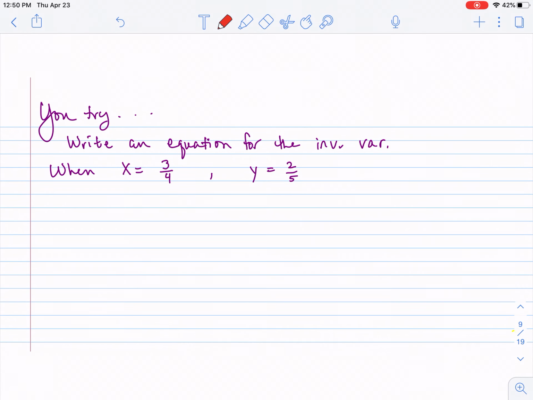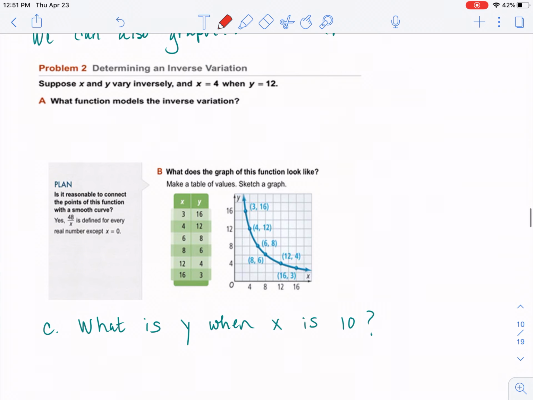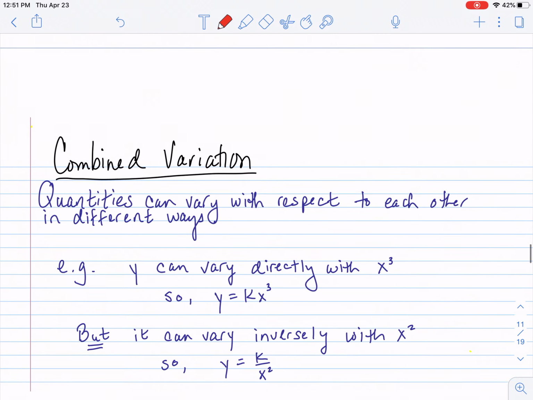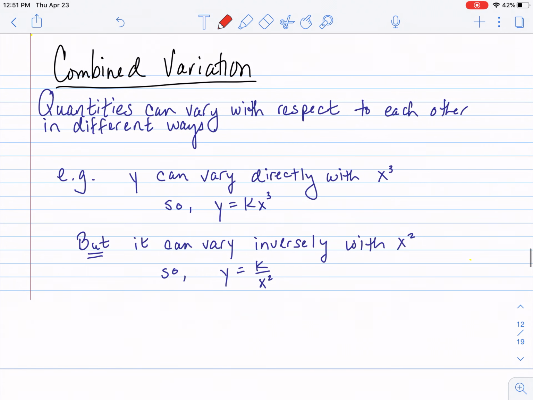Okay, moving on. I'm going to let you guys try that one. You can pause the video first. Don't worry about that one. Let's just move on. I'm going to let you guys do the homework instead. This is kind of what a graph looks like. See this stuff here? I don't really care about this. I do care about this combined variation. So in a combined variation, quantities can vary with respect to each other in different ways.